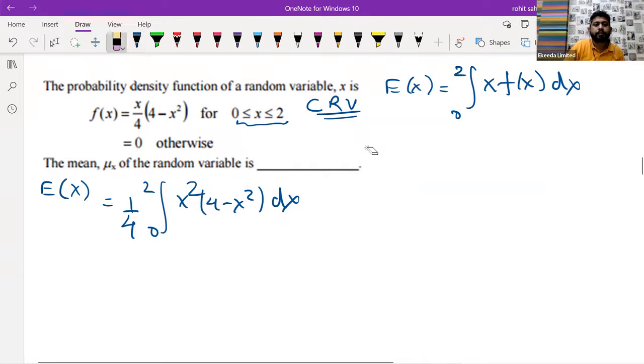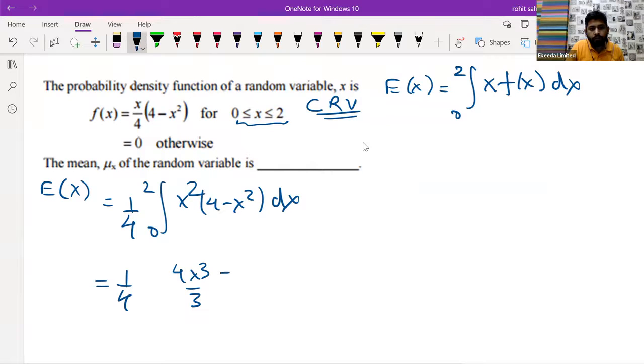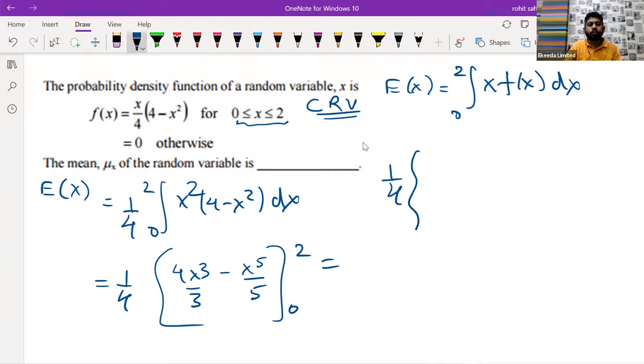So that means this should be 1 by 4. This should be outside only. X square gives 4x cube by 3, and x to the power of 4 gives x to the power of 5 by 5. Now this is fine. 0 to 2. So 1 by 4 is outside only. For 0 everything is 0. For 2, this should be 8 by 3, which is 8 only, and 32 by 5.